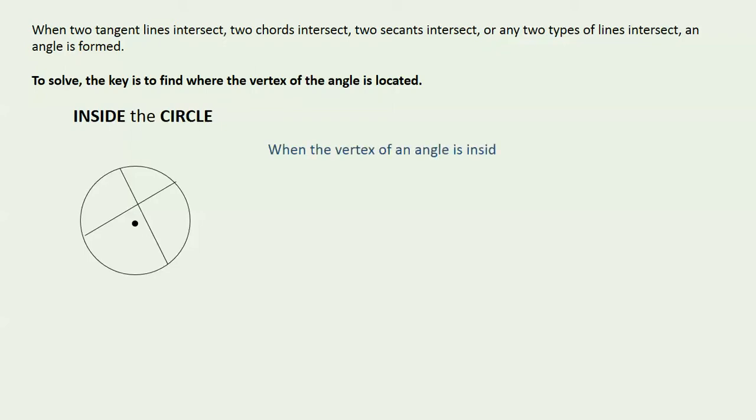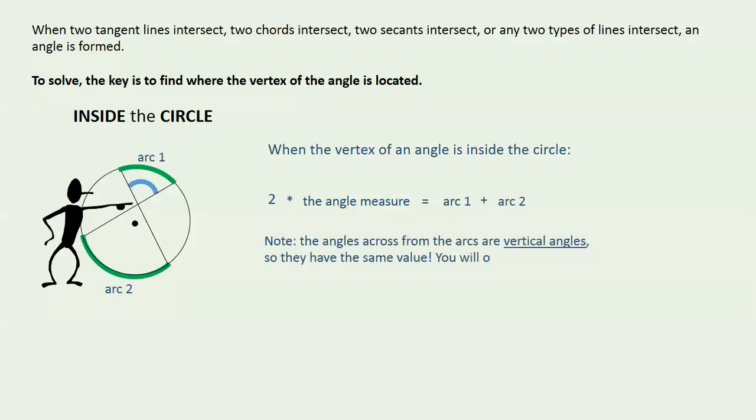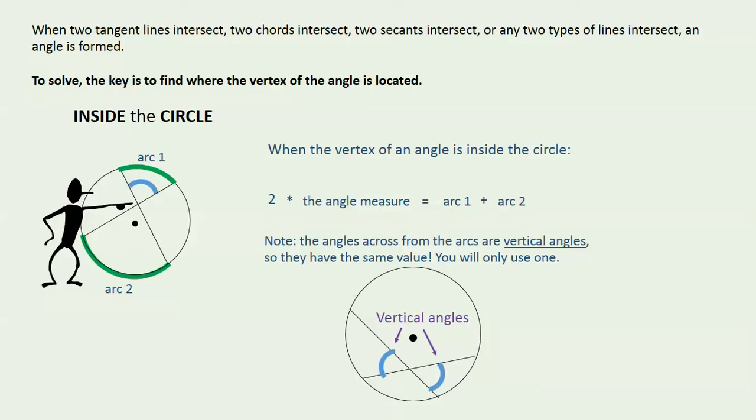When the vertex of an angle is inside the circle, 2 times the angle is going to be arc 1 plus arc 2. Notice that the angles across from the arcs are vertical angles, so they have the same value. That means you only need to use one of these angle measures. Across from them we have arc 1 and arc 2. Notice that these arcs are formed by the lines that cross to make the angles.